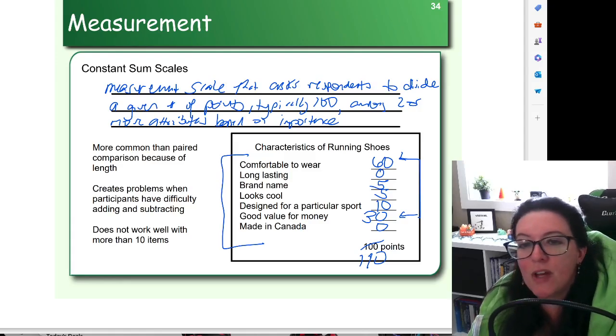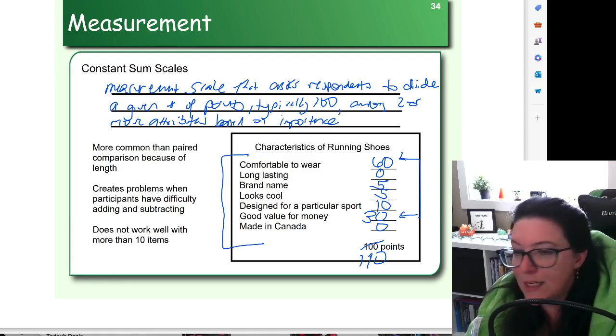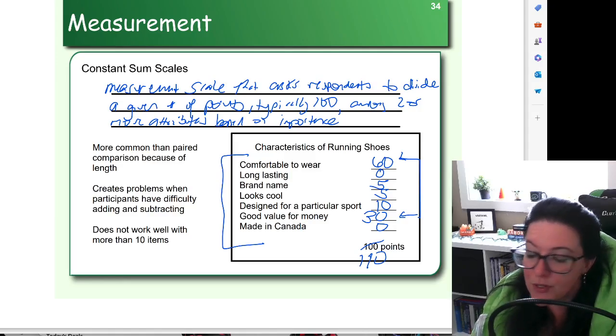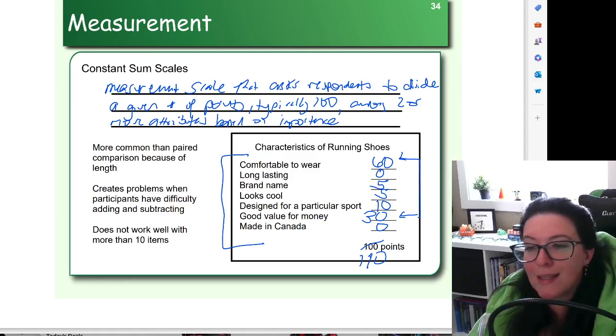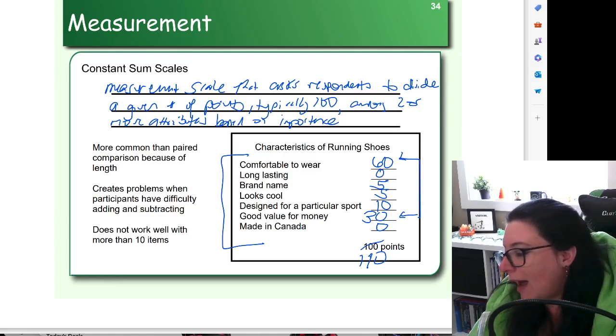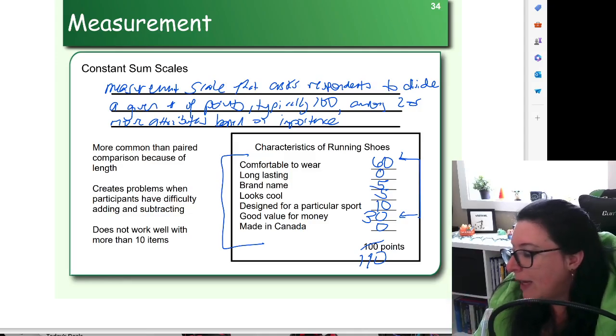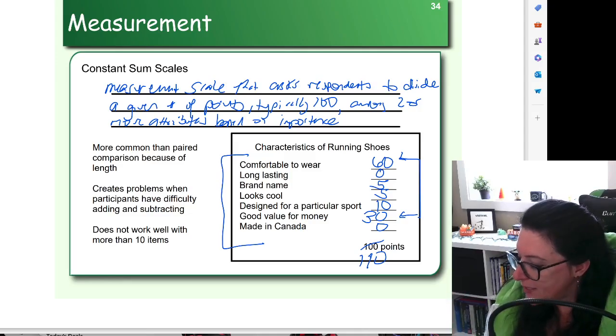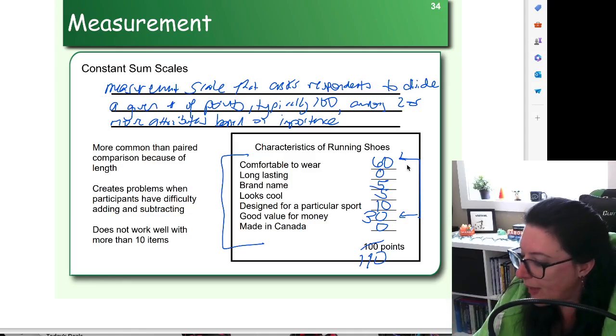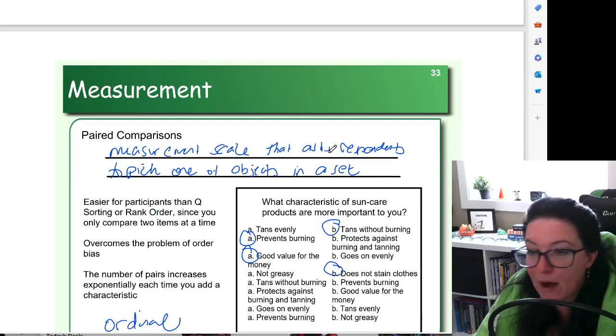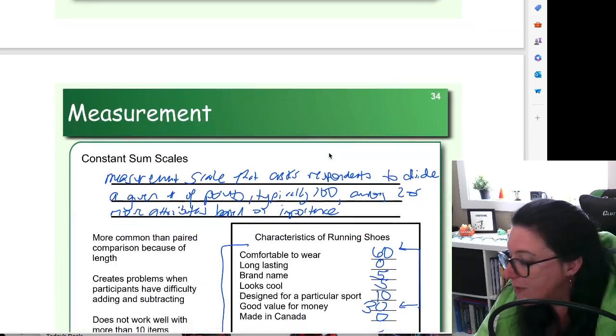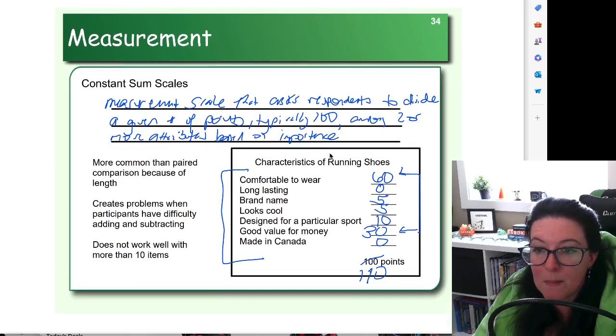So the benefit of the constant sum scale is that additional information we don't get from others, both in terms of how far apart things are, as well as the rating, the priority. And it is much easier and quicker for people to do than, say, the Q sorting or the paired comparison, which has lots of options. But of course, the downside is math.